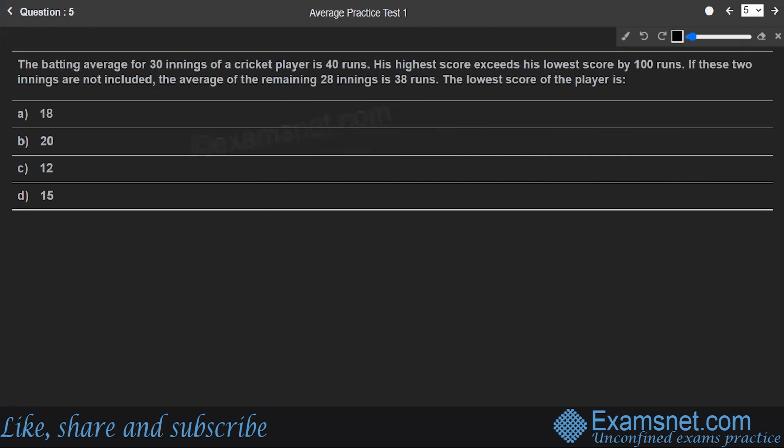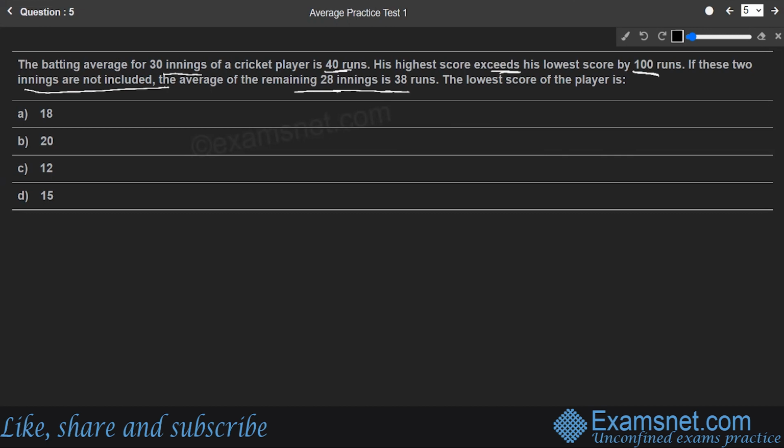Okay, the next one: the batting average for 30 innings of a cricket player is 40 runs. His highest score exceeds his lowest score by 100 runs. That is, the difference of the highest inning and the least inning is 100 runs. If these two innings are not included, the average of the remaining 28 innings is 38.